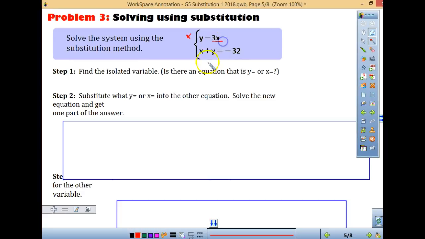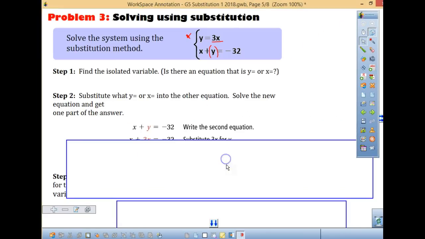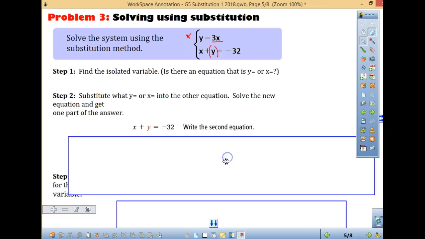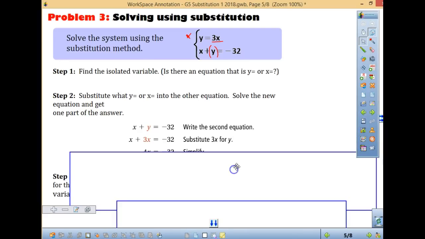y equals 3x. So in this equation, we're not going to use y; we're going to replace it with what we know. If we take a look at the equation, we are going to write x plus y equals negative 32. We're going to write that second equation down. Next, we are going to replace the y with what we know it's equal to, which is 3x.